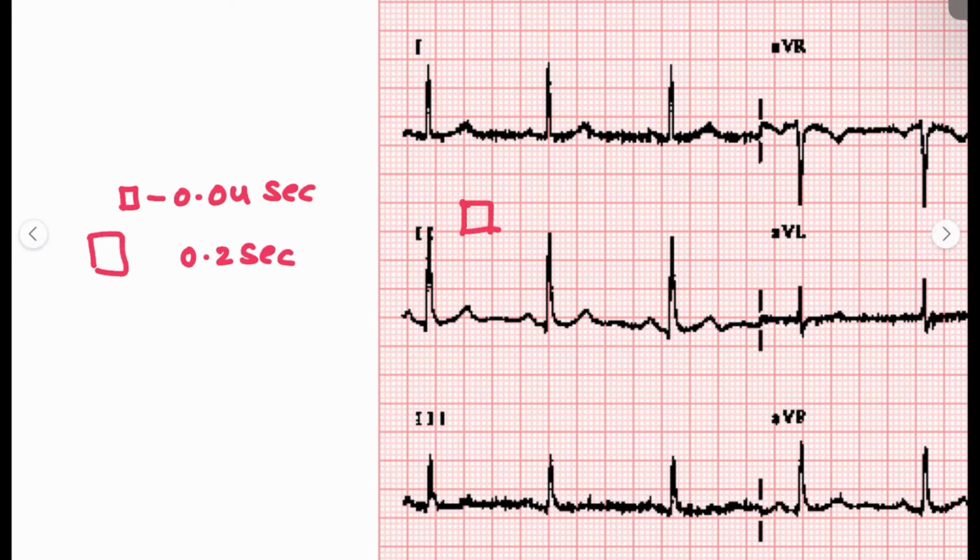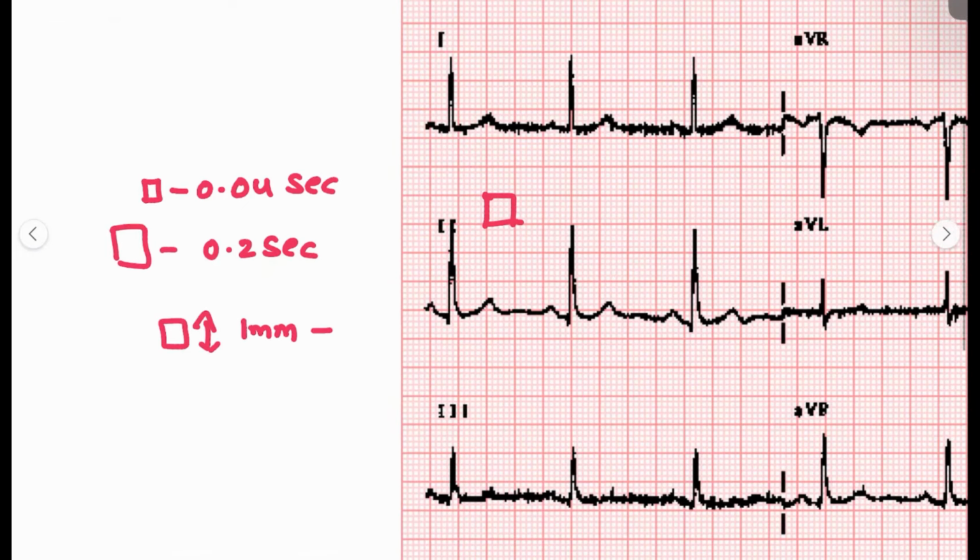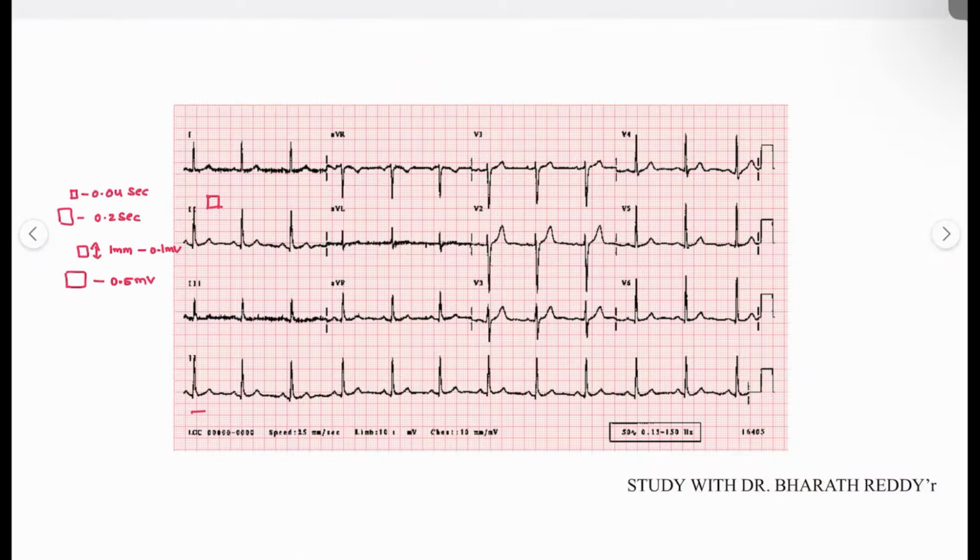Okay, and when I calculate the small box in the sense of the length, that will be 1 mm, and the amplitude is 0.1 mm. And whatever the amplitude of the big box, that is around 0.5 mm, right? This is how the small box and the big box will be calculated.